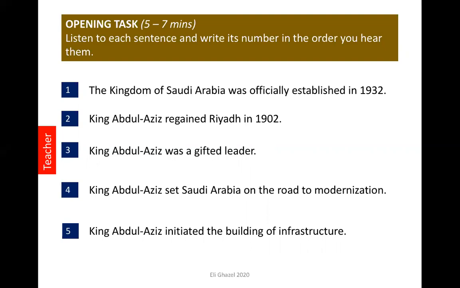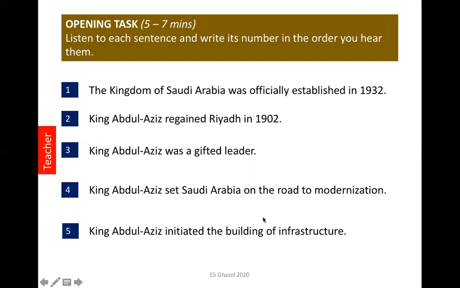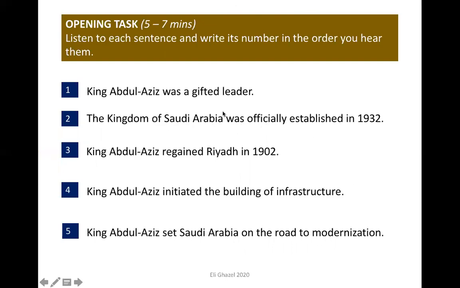So you as a teacher are going to say, without saying the numbers, the kingdom of Saudi Arabia was officially established in 1932. The students are going to look for it, this one, and they will write on their paper 2. Then you will say, King Abdul Aziz regained Riyadh in 1902. The students will be looking at the screen and they will find it as number 3. They will write 3 and so forth.